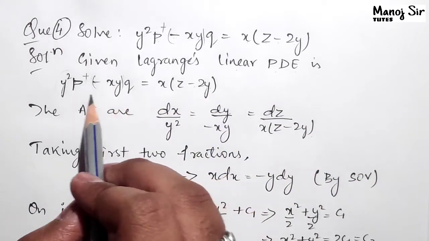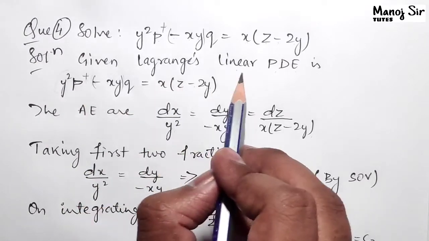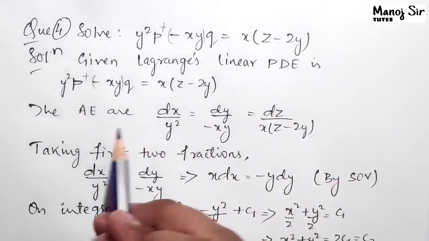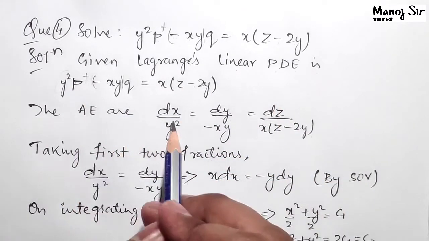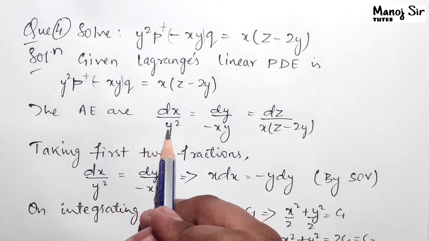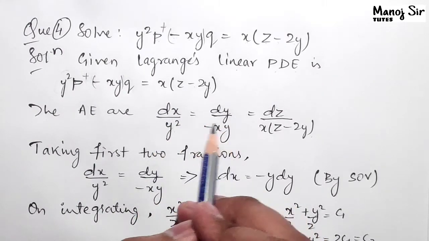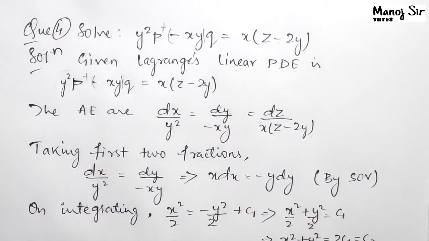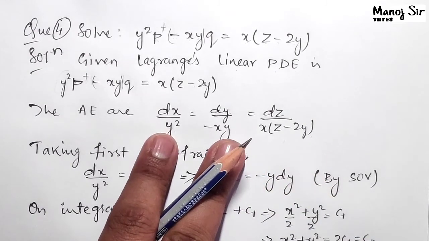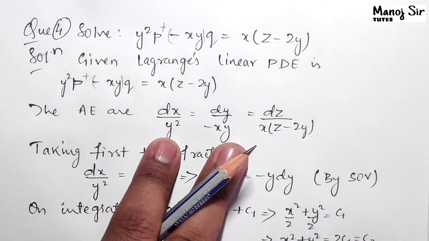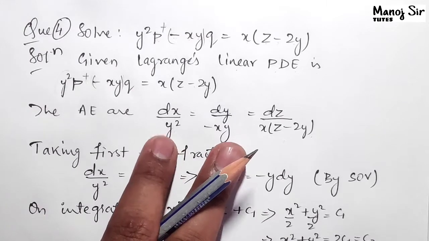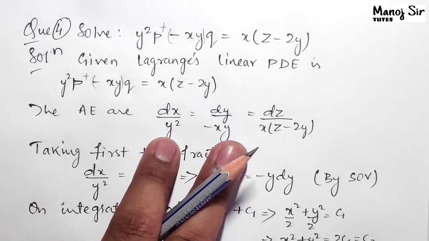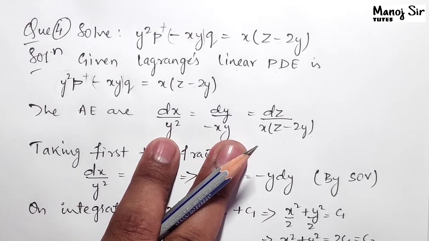Since this equation is Lagrange's linear partial differential equation, we can write the auxiliary equations, that is dx upon capital P, that is y square, equals dy upon capital Q, that is minus of xy, equals dz upon capital R, that is x into z minus 2y. Now you can see, if we take these two fractions, we need to eliminate z, but z is not present here, so we can easily take these two fractions to find the value of u.